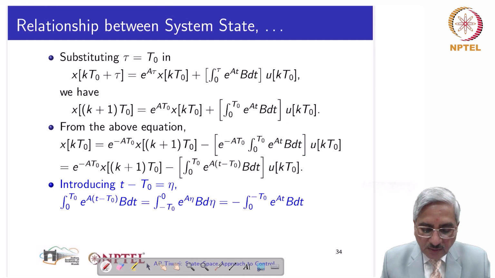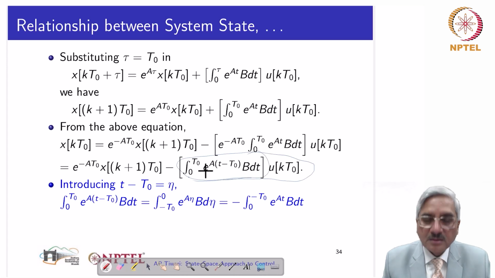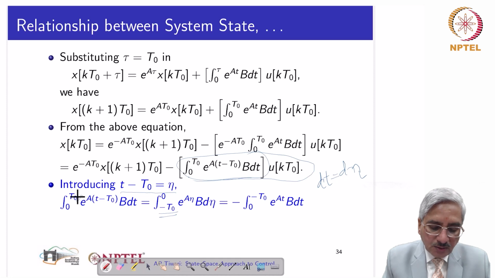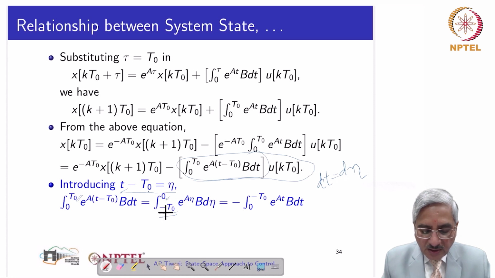Now we do a change of variable. We have to basically simplify this part, this integral. So we substitute t minus T0 equal to eta. So dt and d eta will be identical. However, the limits of integral will change. When t is 0, eta will be minus T0, as we see here. And when t is T0, then it will become T0 minus T0, so eta will become 0. So limits of integral change and we get this as this.